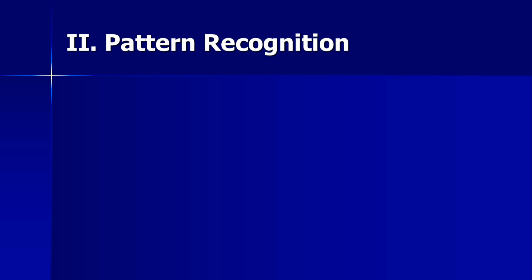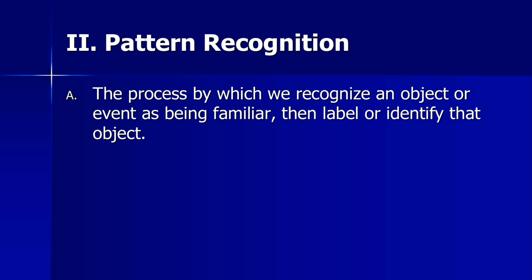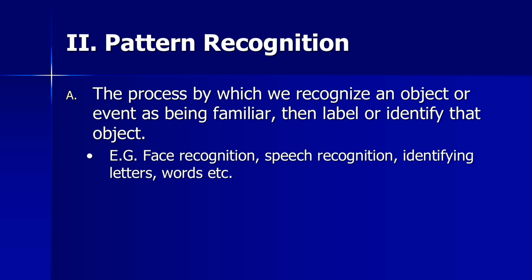I want to talk next about pattern recognition. And pattern recognition has to do with how it is that we recognize an object or event as being familiar and then provide some label or identity for that object. So we're going to perceive something in the environment and identify it. And this, of course, is what we do all the time. Letters, words, signs, symbols, faces, dogs, cats, coffee cups, all of that is a process of pattern recognition. We recognize millions of objects every day and never pay the least bit of attention to this process.